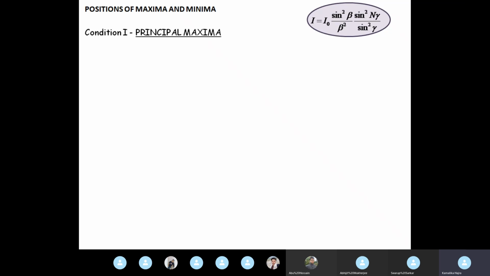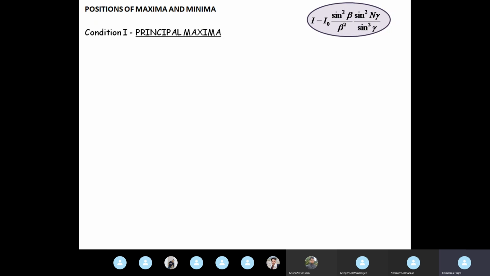Now condition 1 is what will give us something called principal maxima. Now in double slit, remember, we had only one central maximum. We called it the central maximum. And when we went to higher orders, we got secondary maxima, which had intensities very less compared to the intensity of the central maximum. That is what we got for single slit. And we saw that in double slit, this was present just as a modulating factor.